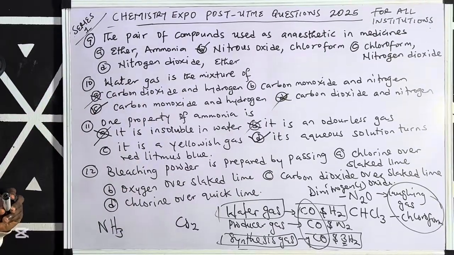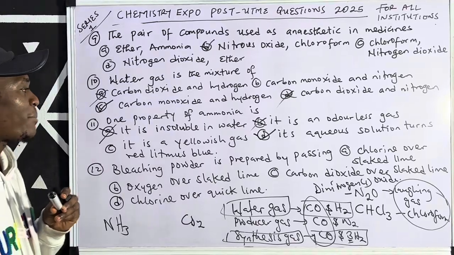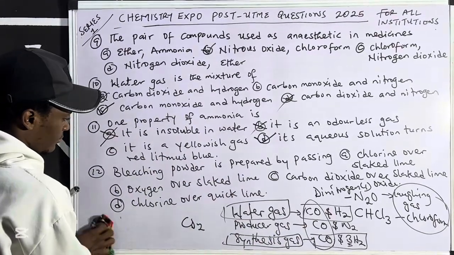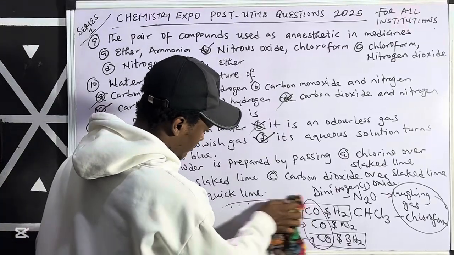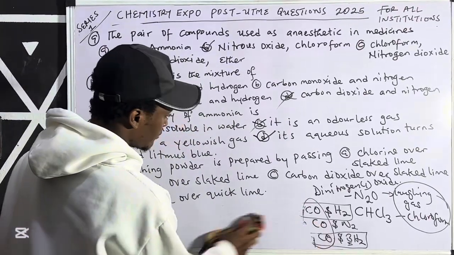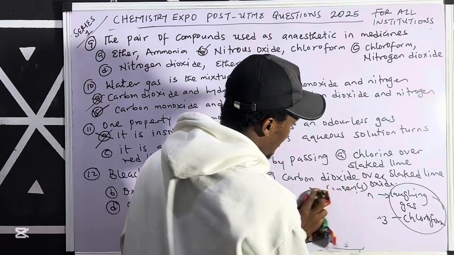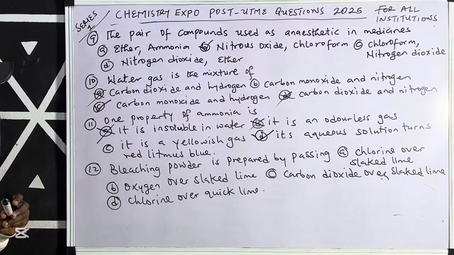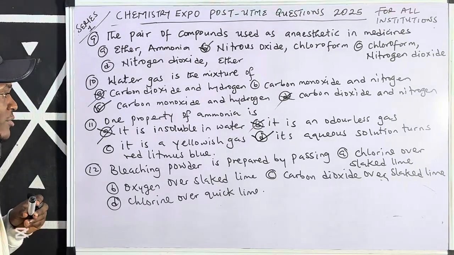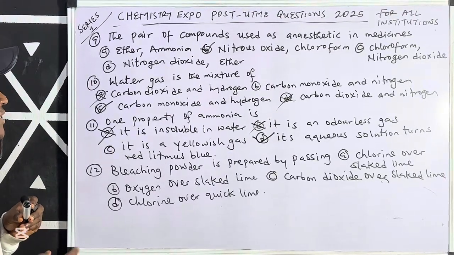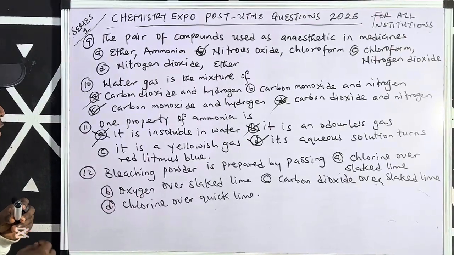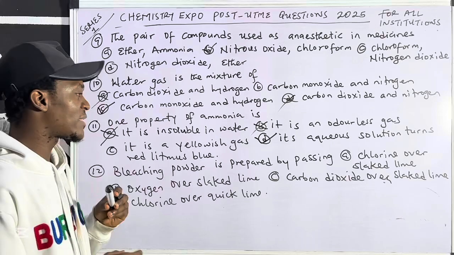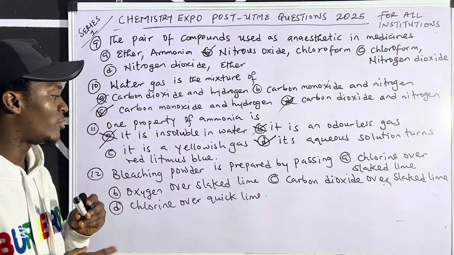Question 12. Bleaching powder is prepared by passing dash. Let's see the options. Option A, chlorine over slaked lime. Option B, oxygen over slaked lime. Option C, carbon dioxide over slaked lime. Then option D, chlorine over quicklime.